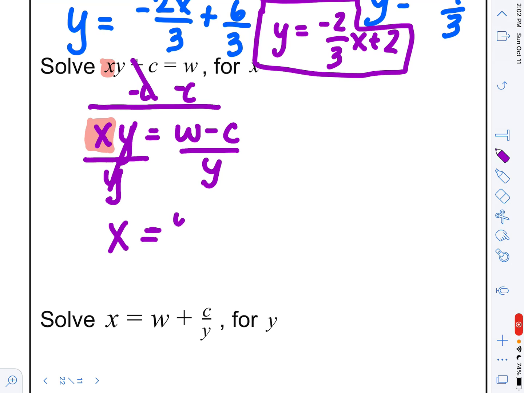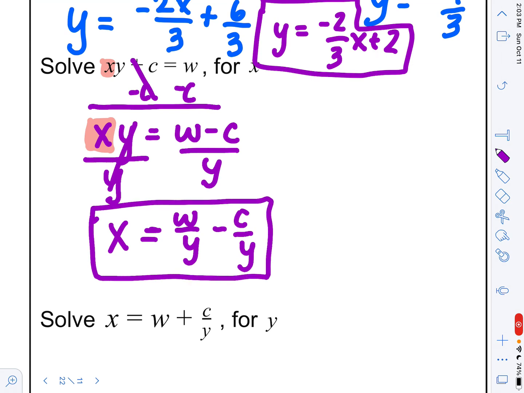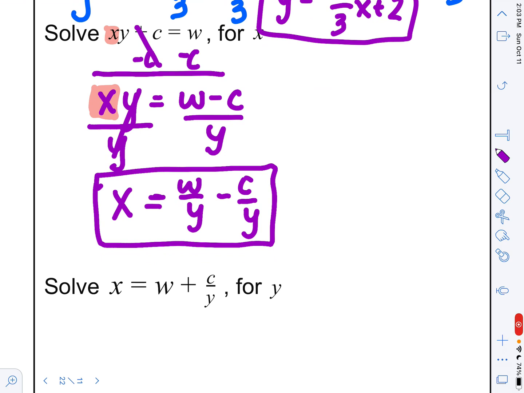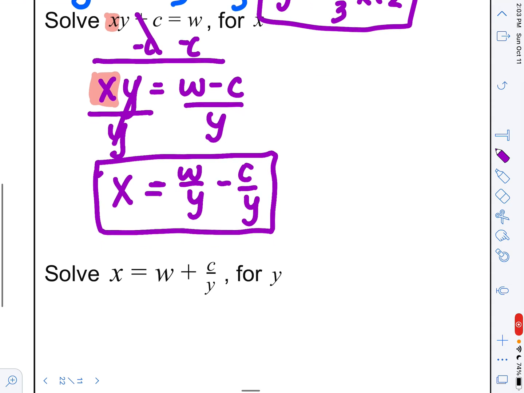I'm going to say w over y minus c over y. And you can split it up or you can leave it. You always split it up when there's a number involved, okay? But I'm just going to split it up to keep it the same as I've been doing, okay?